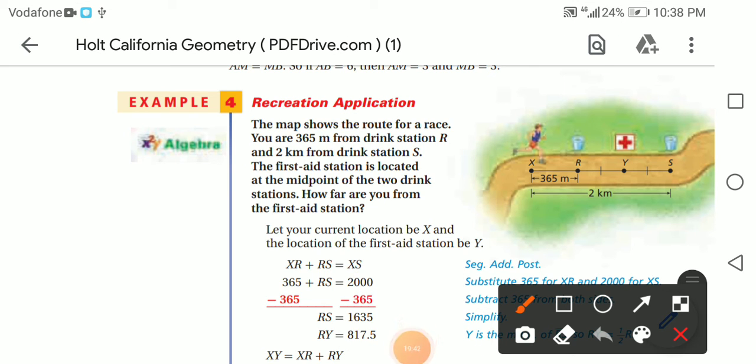Recreation application. The map shows the route for a race. You are 365 meters from drink station R and 2 kilometers from drink station S. The first aid station is located at the midpoint of the two drink stations. How far are you from the first aid station?